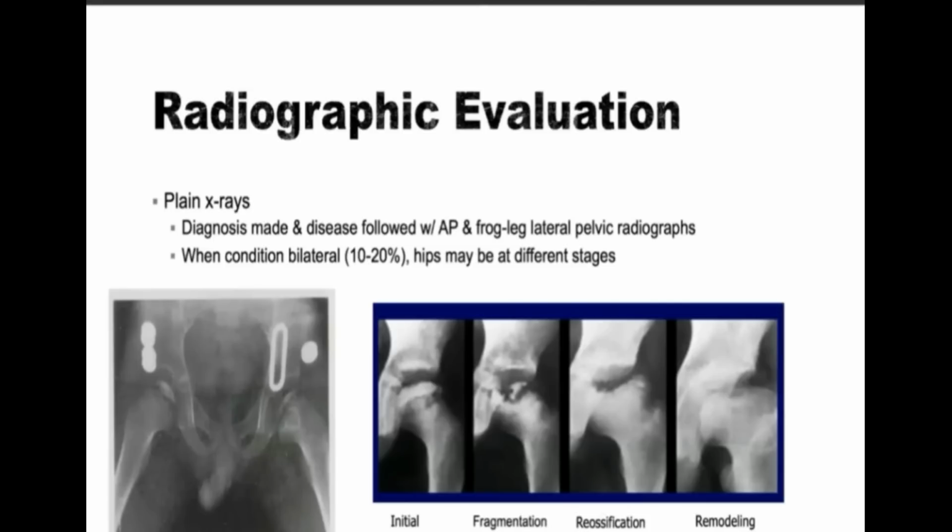This is how we see that flattening of the epiphysis in a child here that you can see has bilateral Perthes, where the epiphysis has been flattened. And then we follow it with radiographs as well to watch it go through these stages where you have initial flattening and then fragmentation, reossification, and then eventual remodeling. So when the condition is bilateral, which happens in a minority of cases, it's usually in different stages between those 4 stages of the disease.